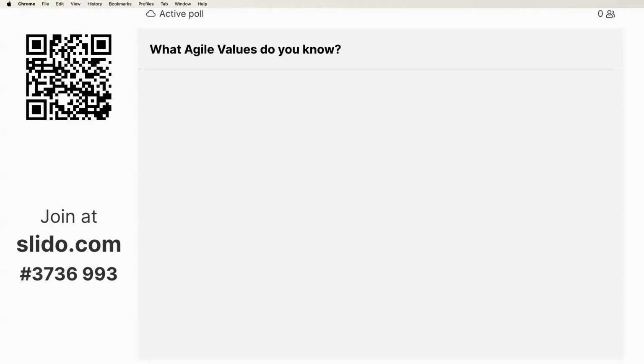No, first of all, let's do this interactive Slido questionnaire. So what agile values do you actually know? You can use the link in the chat or you can use your phone to scan the QR code. And I'm excited to see what agile values come to your mind.